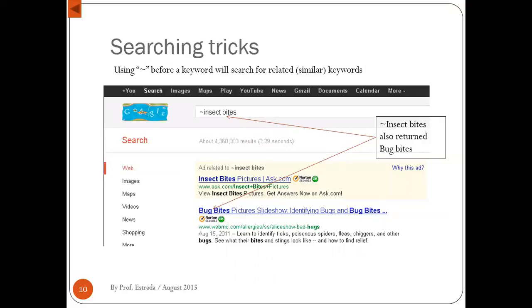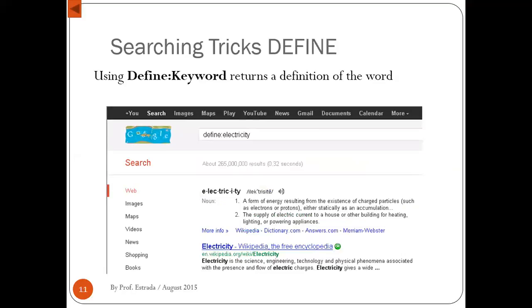For instance, if you're doing a search for insect bites, and you put that wiggling character before the word insect, attached to the letter right before the letter I in insect, Google will also return pages for things like bug bites. If you're trying to find the definition of a word, you may also go to a searching site, and if you type the word define: and then the word that you want to be defined, it will then give you a definition for that word.